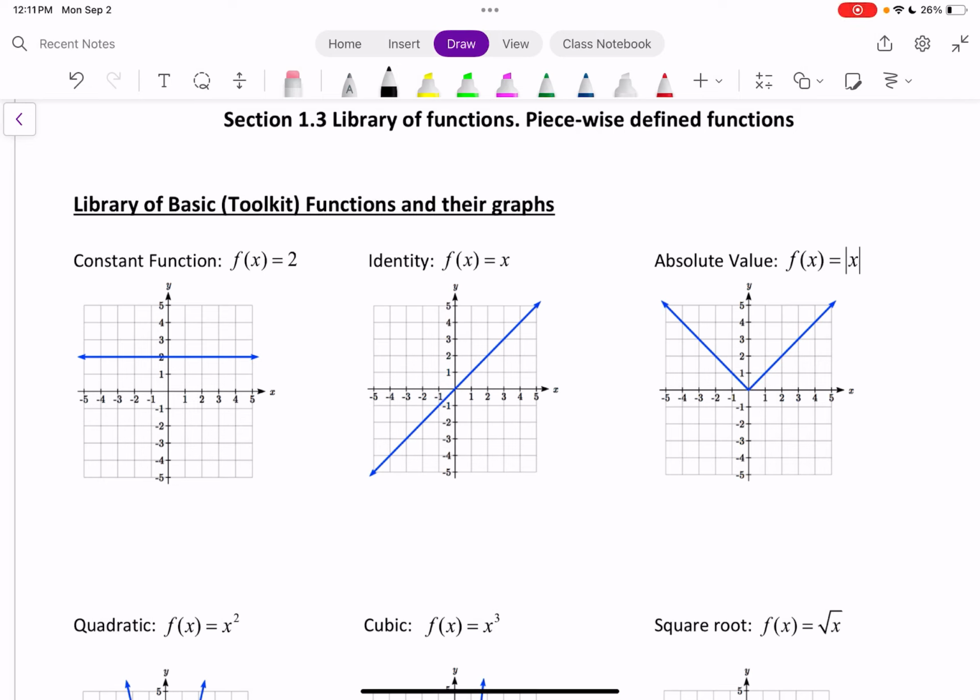All right, class, here is section 1.3, library of functions, and then piecewise defined functions. So, as I said, first we're talking about functions in general, and then we are going to concentrate slowly on specific functions, starting with the easiest kinds, and then on and on we go.